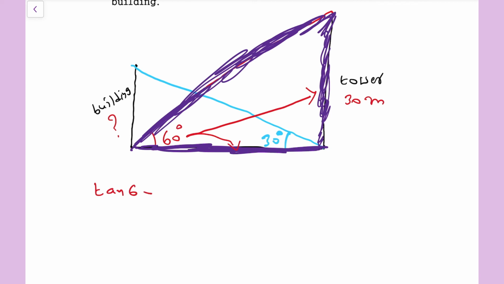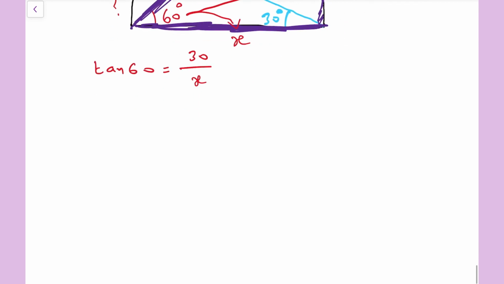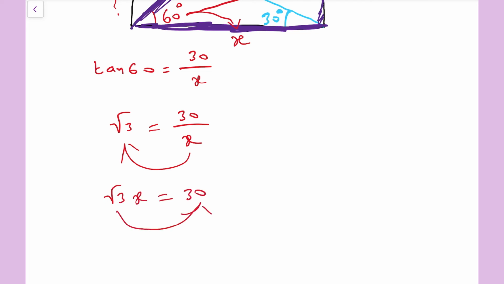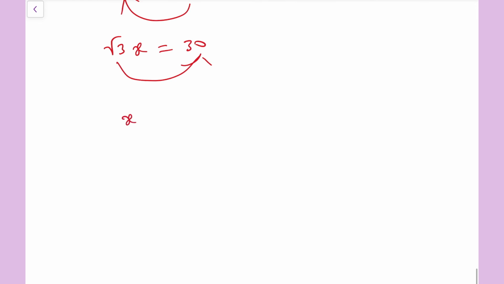Tan 60 equals opposite, which is the tower height, that is 30 meters, divided by adjacent. Here adjacent is nothing but the base of this, right? That is not given, so I am taking it as some x. Let us simplify this first. Tan 60 equals root 3, that is equal to 30 divided by x. Taking x to the left side, root 3 x equals 30. Taking root 3 to the right side, x equals 30 divided by root 3.